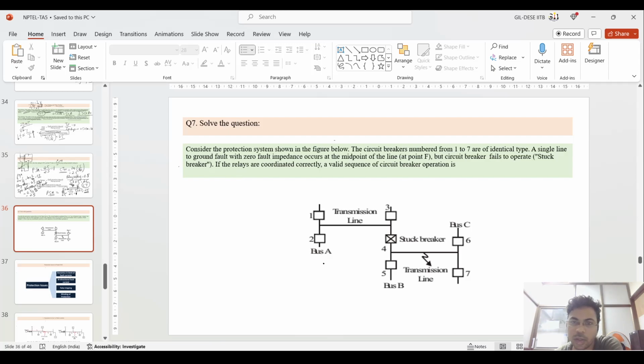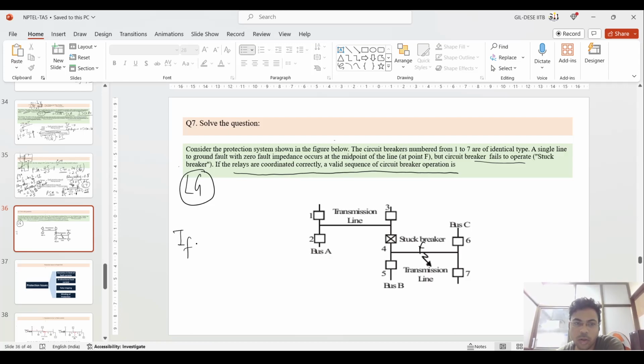Okay, let me explain this question. This question is saying to consider the protection system as shown in the figure below. The circuit breakers numbered 1 to 7 are of identical type. A single line to ground fault, the LG fault, occurs at the point where this arrow has been shown, at zero fault impedance. It means that when the fault occurs, a very large current will flow in that situation. So you have to operate all the circuit breakers at that point. At fault F, this is the point where the fault occurs, but circuit breaker 4 will get stuck and not operate.